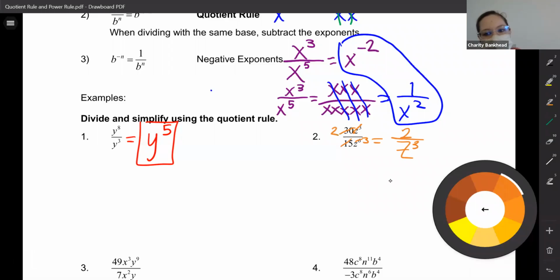You could also think of it as 3 minus 6 is negative 3. So it would be like 2z to the negative 3. And so that's the same thing, but typically it's considered more appropriate for your final answer to not have any negative exponents in it. So your final answer should be 2 over z cubed.